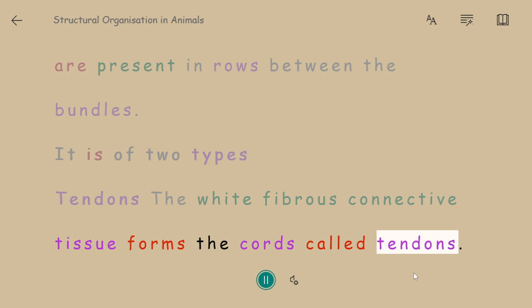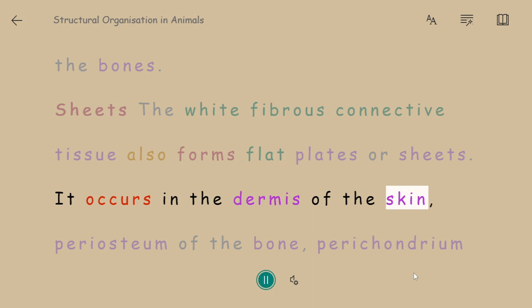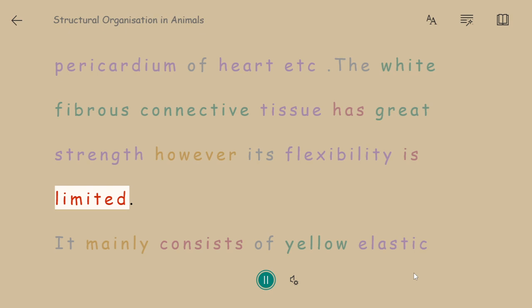Sheets. The white fibrous connective tissue also forms flat plates or sheets. It occurs in the dermis of the skin, periosteum of the bone, perichondrium of cartilage, pericardium of heart, etc. The white fibrous connective tissue has great strength, however its flexibility is limited.